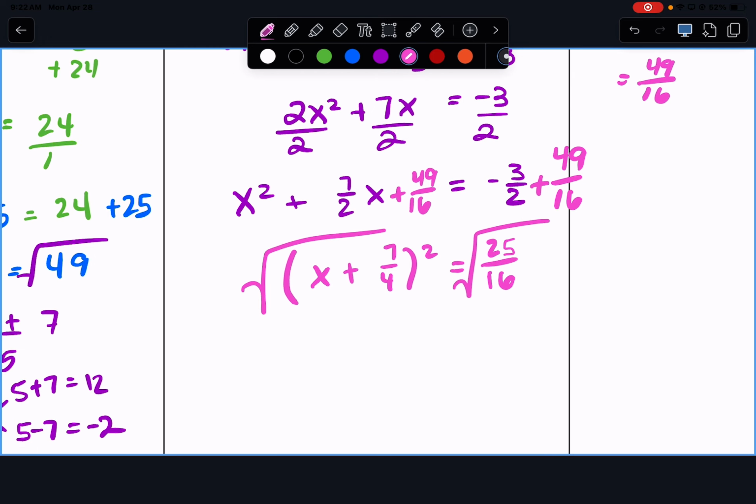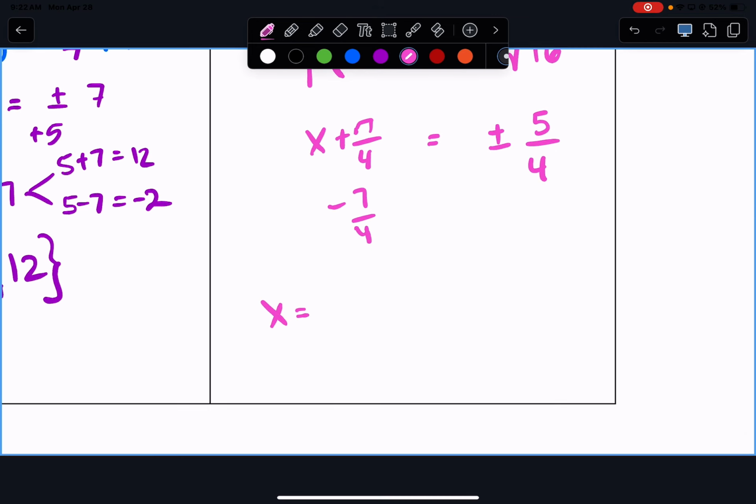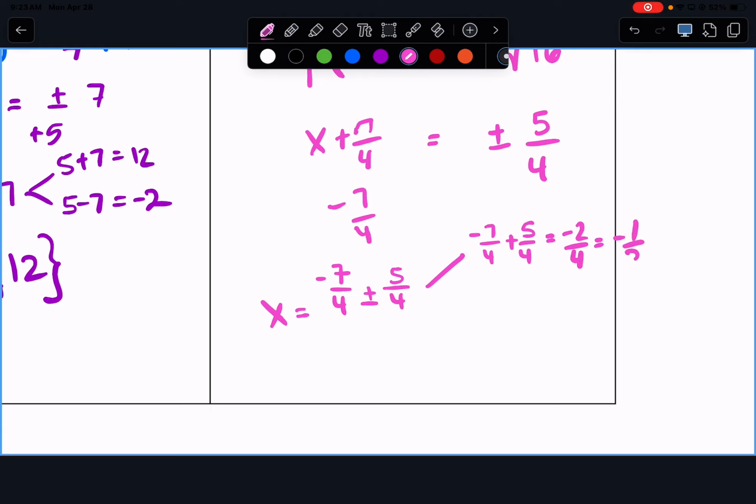Square root both sides. We get x plus 7 over 4 equals positive negative. What's the square root of 25? What's the square root of 16? Subtract 7/4 on both sides. So we get x equals negative 7 over 4 plus or minus 5 over 4. So negative 7 over 4 plus 5 over 4. What is negative 7 plus 5? So that's negative 2 over 4, which we can write as negative 1/2.